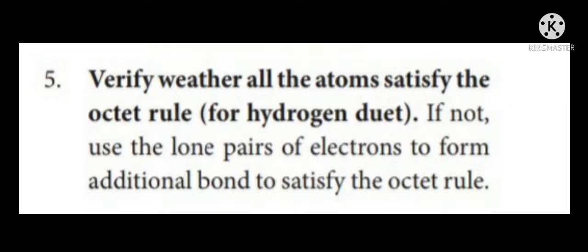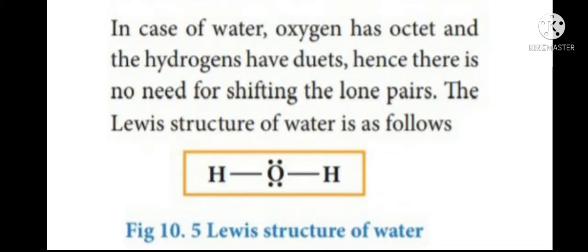In this molecule, we have to check whether all atoms other than hydrogen contain 8 electrons, where hydrogen contains 2 electrons. If not, use the lone pair electrons to form an additional bond to satisfy the octet rule. Here, in this structure, each hydrogen atom contains 2 electrons and the oxygen atom contains 8 electrons. Hence, there is no need for shifting the lone pair.